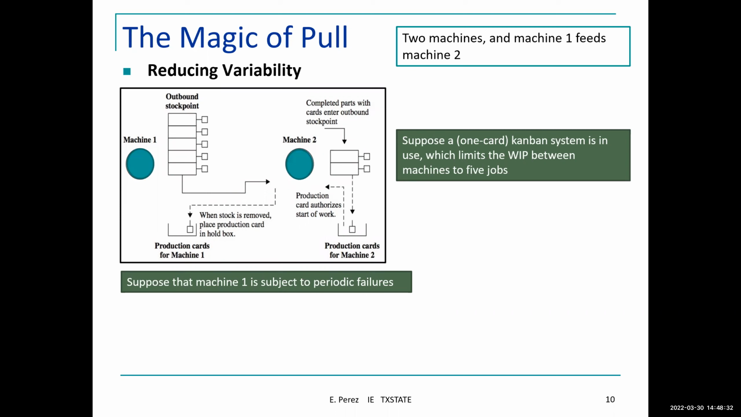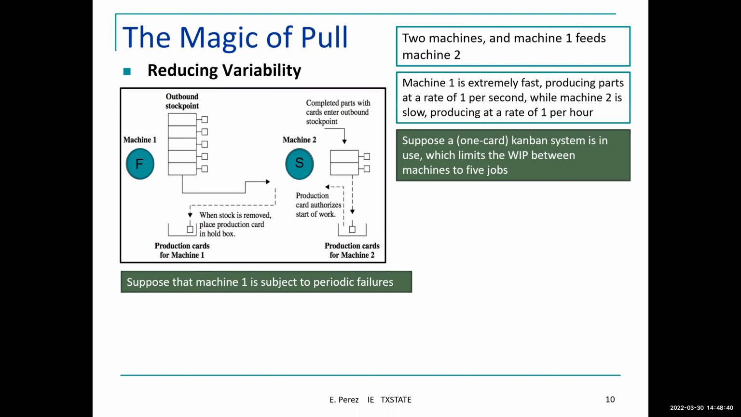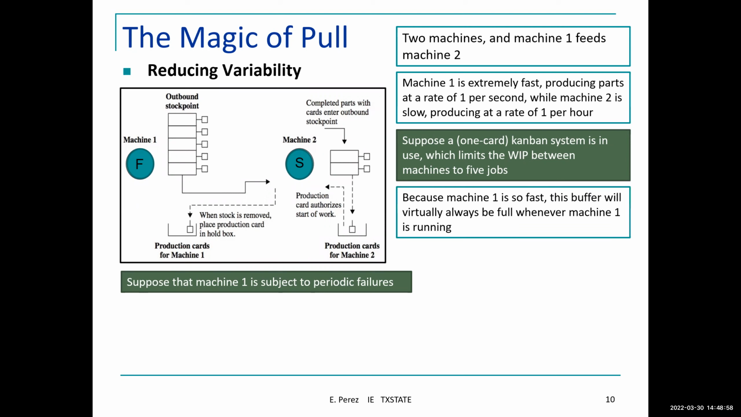So we have 2 machines. Machine 1 feeds machine number 2. The machines are these circles in blue. Machine 1 is extremely fast, producing parts at a rate of 1 per second, while machine 2 is slow, producing at a rate of 1 per hour. And we know that we have a Kanban system that is going to limit the work in process between the machines to 5 jobs. Because machine 1 is so fast, this buffer will virtually always be full whenever machine 1 is running.